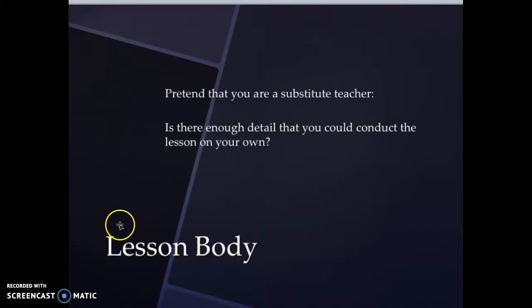The next area to look at is the lesson body. Pretend you are a substitute teacher. Is there enough detail that you could conduct the lesson on your own in that classroom, regardless of whether or not that is your content area? Can you understand it enough in order to direct the instruction?